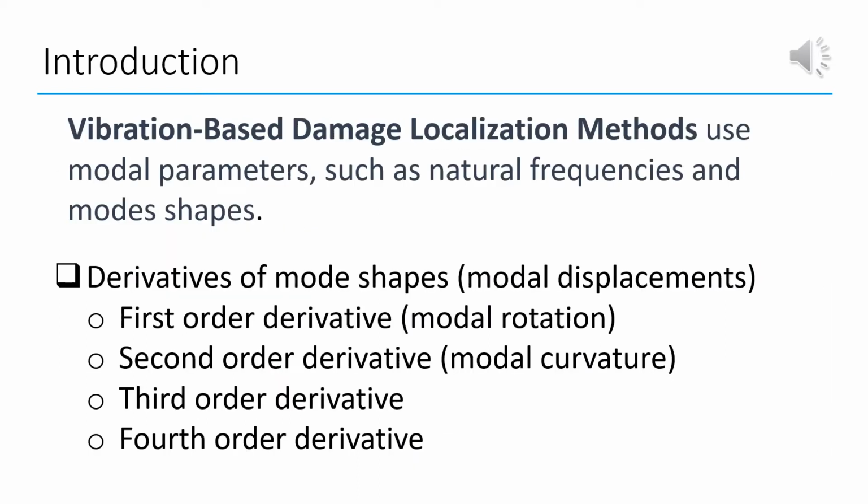In the last decades, vibration damage localization methods, which use natural frequencies, mode shapes, or modal displacements, and other dynamic characteristics, have been extensively applied. Among these methods, the ones that allow the localization of damage with success rely on derivatives of mode shapes, namely their second-order derivative, which gives the modal curvature. However, and as we will see, other derivative orders can also yield successful damage localizations.